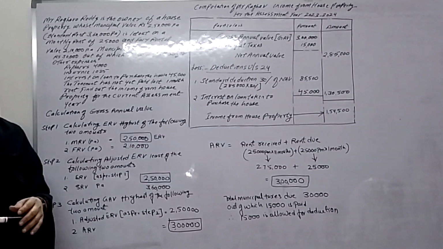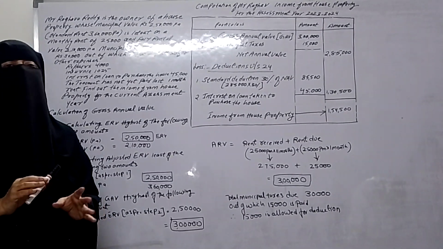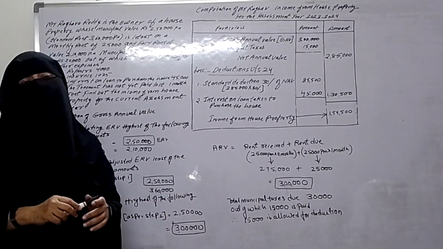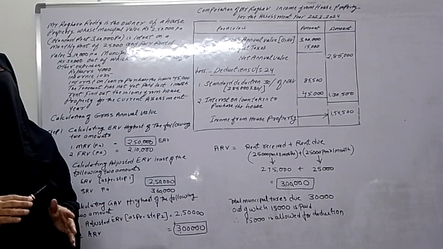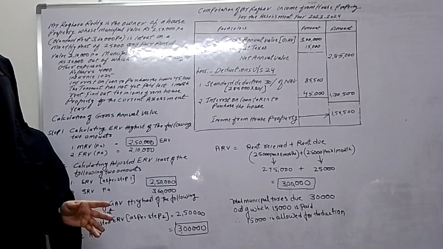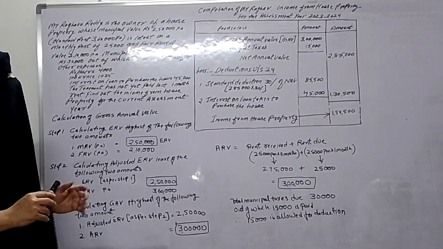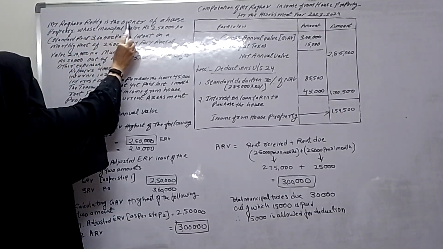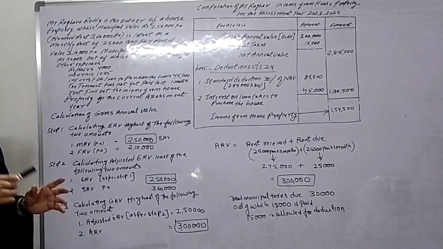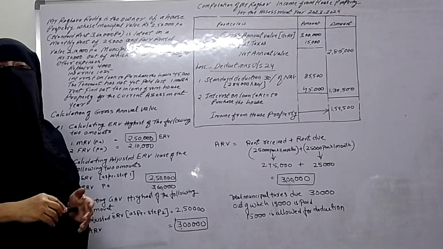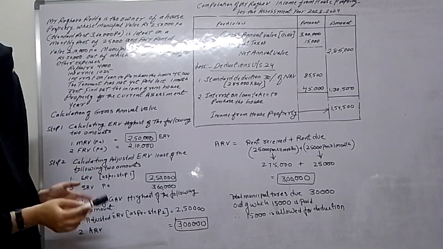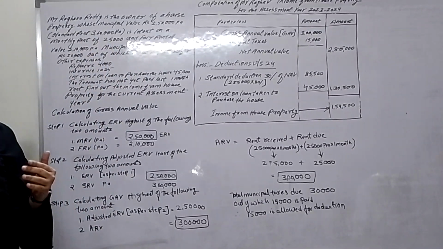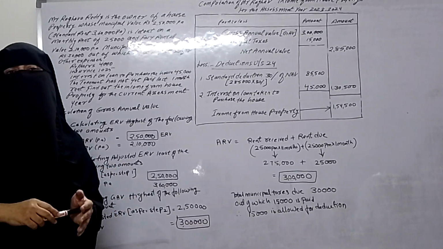Students, for calculating income from house property, two conditions should be satisfied. The first condition, the asset must be owned by the assessee, and the second condition, the asset must be let out during the previous year. So in this question both the conditions are satisfied. In the starting it is given Mr. Raghav is the owner of a house. That means the house is owned by the assessee. He let out the house on a monthly rent of rupees 25,000. So two conditions are satisfied.